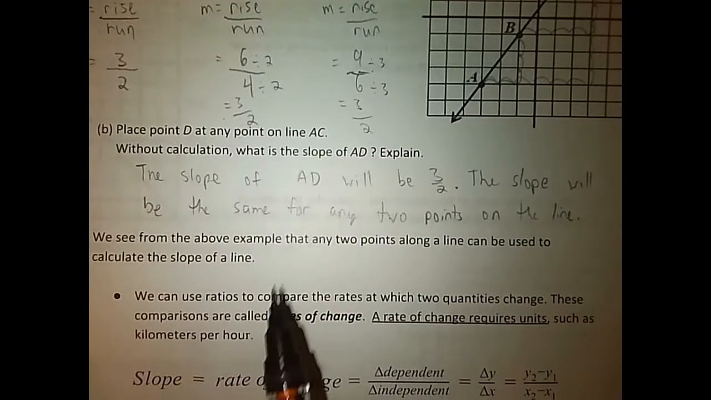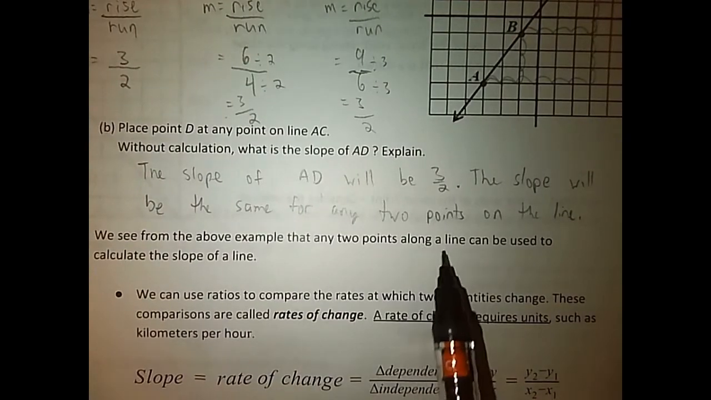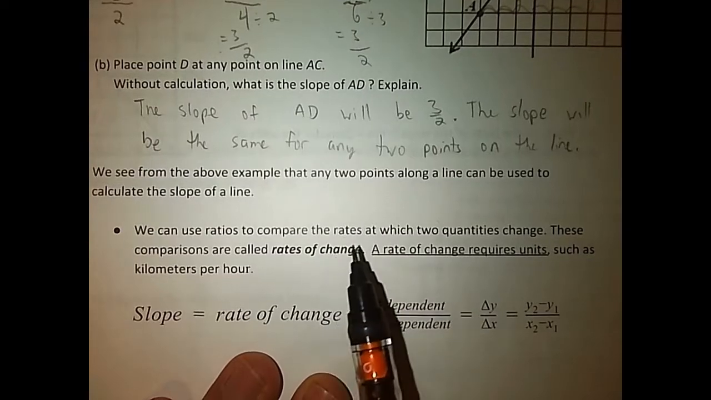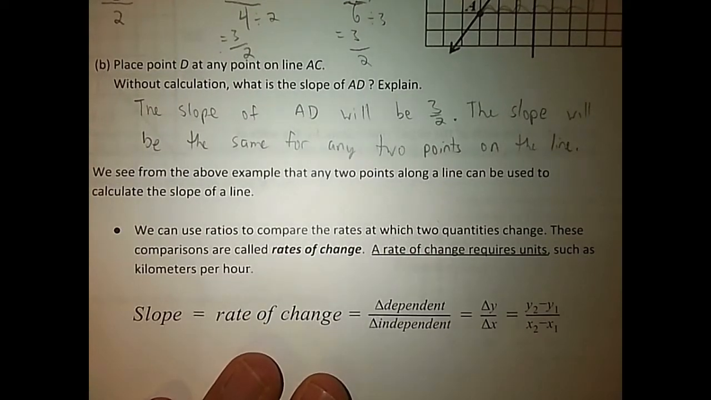So we can see from the above example that any 2 points along a line can be used to calculate the slope of a line. We can use ratios to compare the rates at which 2 quantities change. These comparisons are called rates of change. A rate of change requires units, such as kilometers per hour.